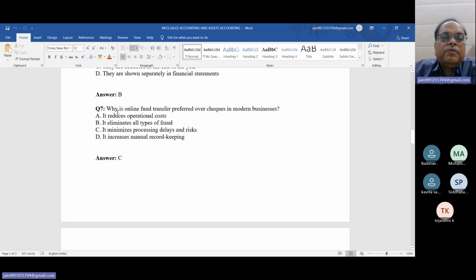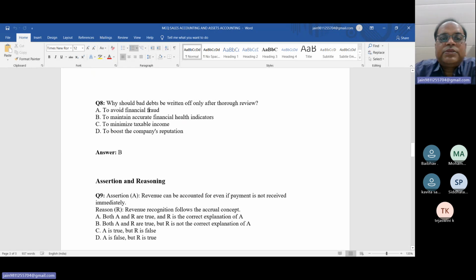Next. Why is online fraud fund transfer preferred over check in the modern business? We have already discussed, nowadays this is not a time of the check. Number first is reduces operational cost. It eliminates all types of fraud. It minimizes processing delay and risk. So this is the correct answer. Or increase the manual record keeping? No. So the correct answer is it minimizes the process delay as well as the risk. Next.